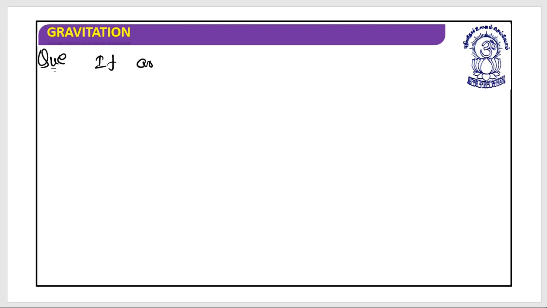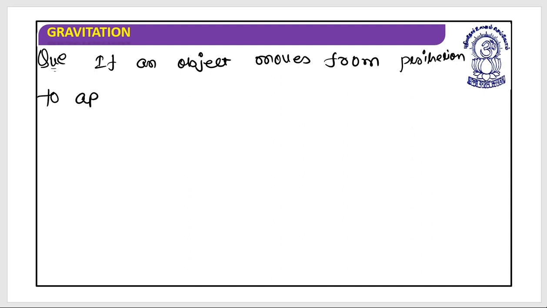If an object moves from perihelion to aphelion, what should be the work done?